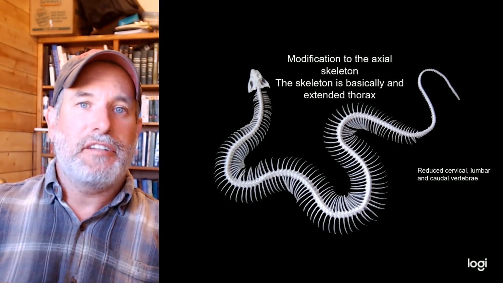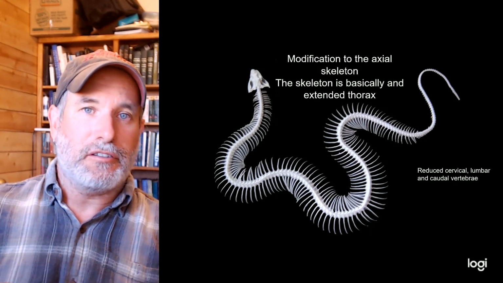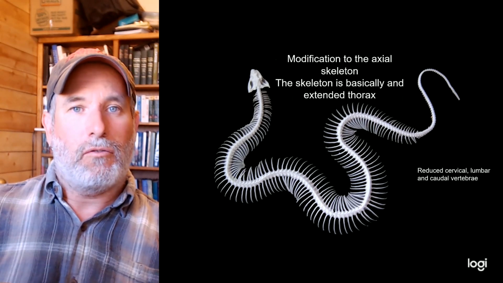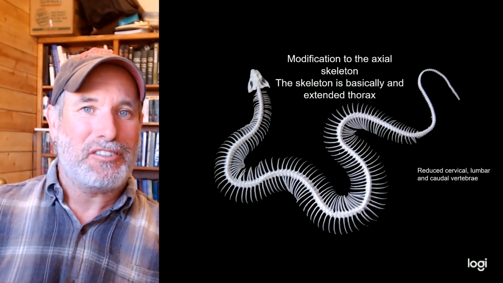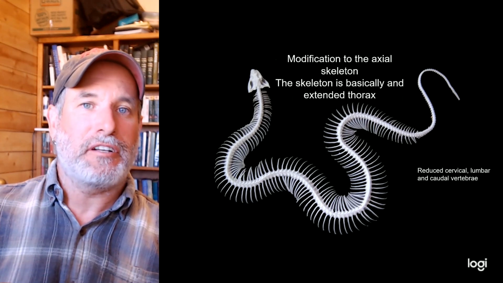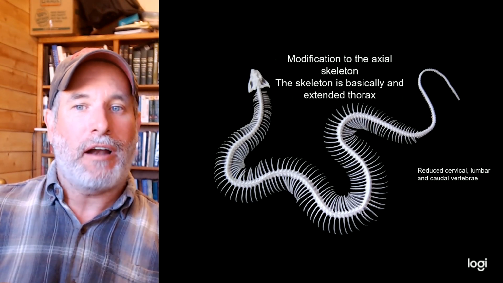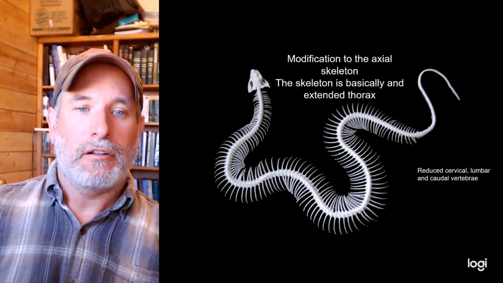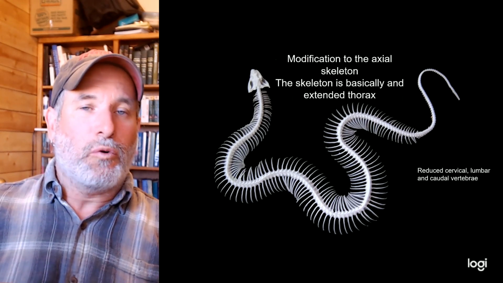Now, as I said, snakes are derived from lizards, but they're highly derived. And look at that axial skeleton. Now, we have an axial and an appendicular skeleton. Your axial skeleton basically includes your spinal column, and your appendicular skeleton includes your limbs. Think your arms and your legs. Look at that snake. It's all ribs, right?